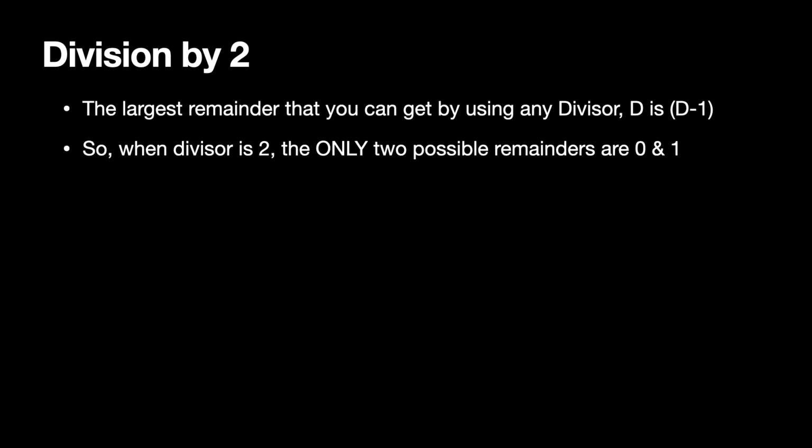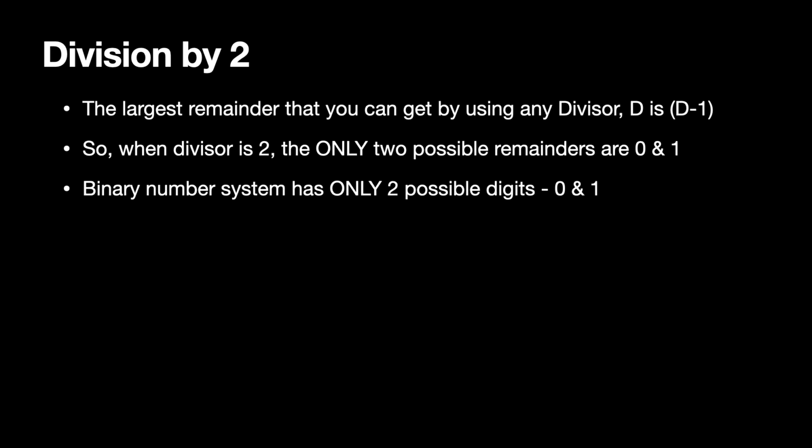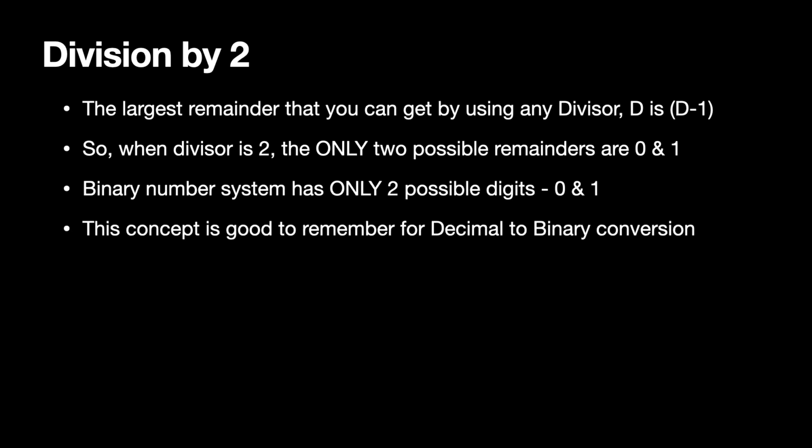Division by 2. The largest remainder that you can get by using any divisor d is d minus 1. So when the divisor is 2, the only two possible remainders are 0 and 1. Remember, in the binary number system, we have only two possible digits, 0 and 1. So this concept is very good to remember for decimal to binary conversion.